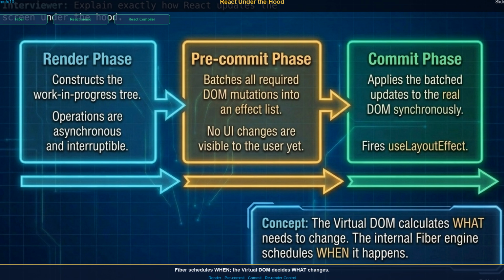Pre-commit phase. React batches all required DOM mutations into an effect list. No UI changes are visible to the user yet. This is the quiet preparation stage. Commit phase. Batched updates hit the real DOM synchronously. This phase cannot be interrupted. Consistency matters. useLayoutEffect fires here before the browser paints. Key concept to land: the virtual DOM calculates what needs to change. The fiber engine schedules when it happens.